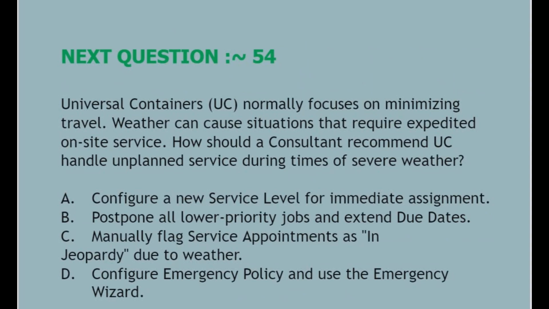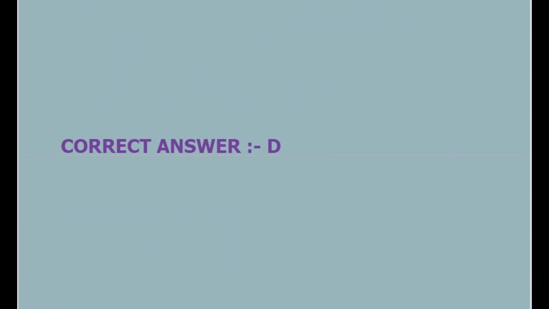Option A. Configure a new service level for immediate assignment. Option B. Postpone all lower priority jobs and extend due dates. Option C. Manually flag service appointments as in jeopardy due to weather. Option D. Configure emergency policy and use the emergency wizard. Correct answer is option D.